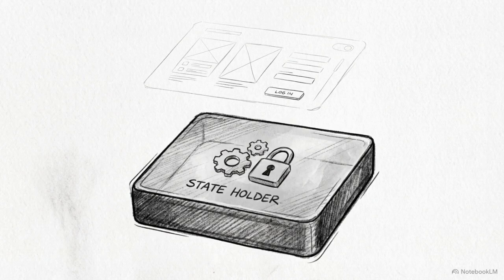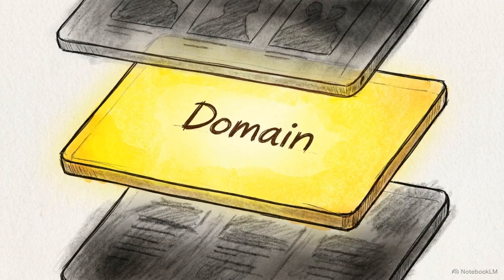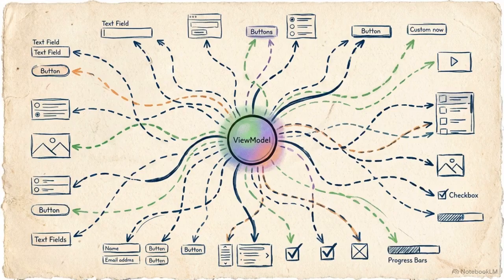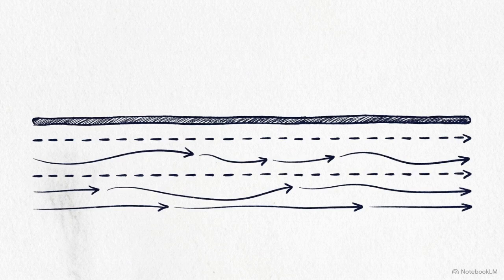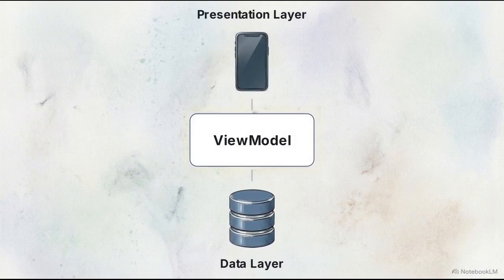into the ViewModel. Moving down to the domain tier, we find the ViewModel. The ViewModel is an architectural component designed to store and manage UI-related data, acting as the orchestrator of the app's reactive state. The engine driving this orchestration relies on Kotlin coroutines. Coroutines are a concurrency design pattern that allow the app to execute complex, long-running background tasks without blocking the main UI thread. This diagram shows layers connecting using Kotlin Flow, an asynchronous stream emitting sequential values for real-time reactivity.